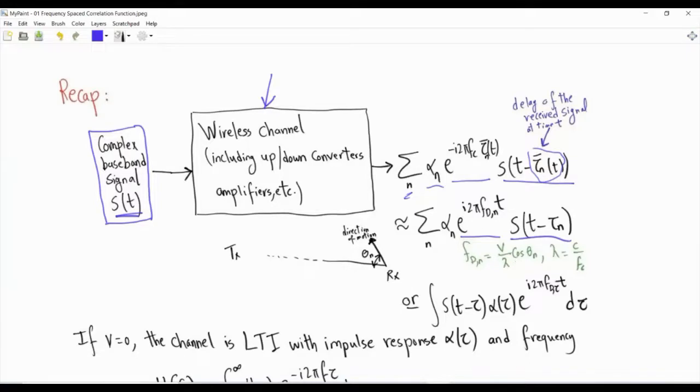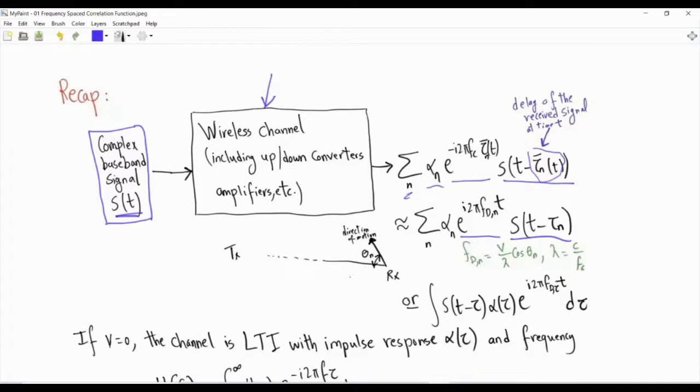cosine theta n. What is cosine theta n? So basically, if this is the path to the receiver, this is the nth path, and this is the direction of motion. Here I'm assuming that the transmitter is fixed and the receiver is moving, but the same is applicable if both are moving actually. So this is the direction of motion of the receiver. Then basically theta n is this angle between the path and the direction of motion.